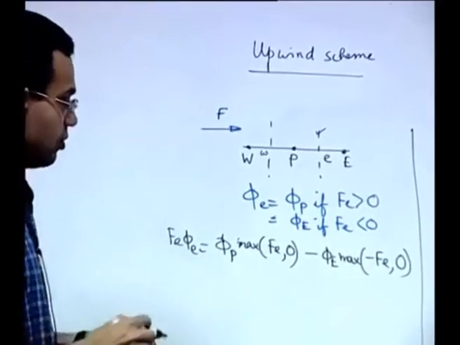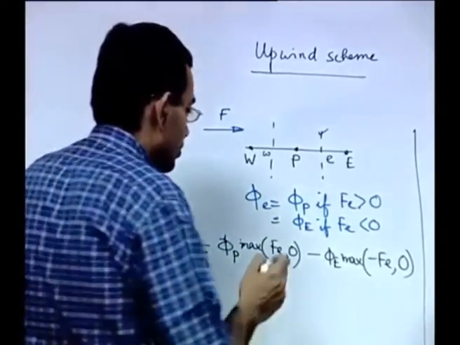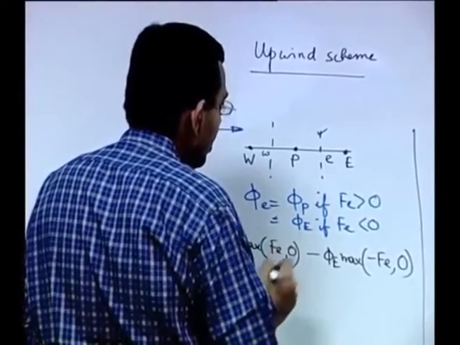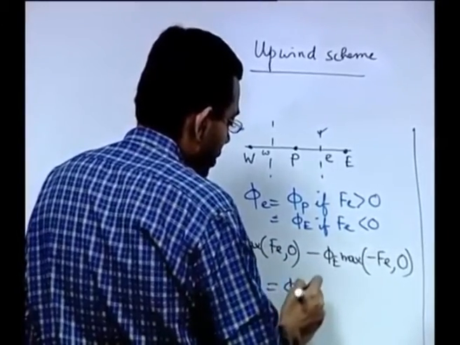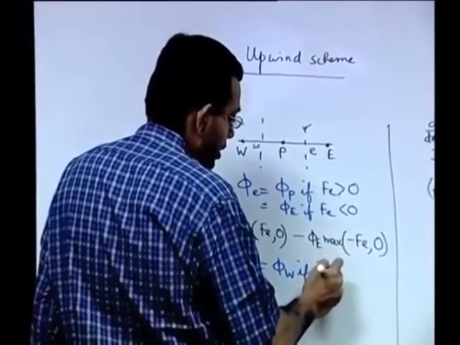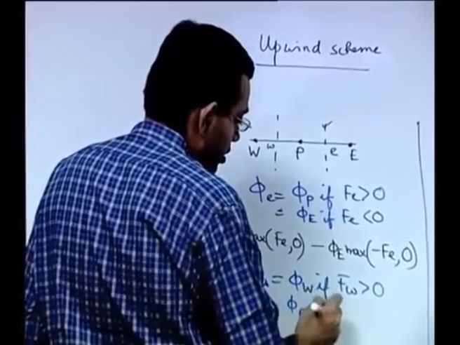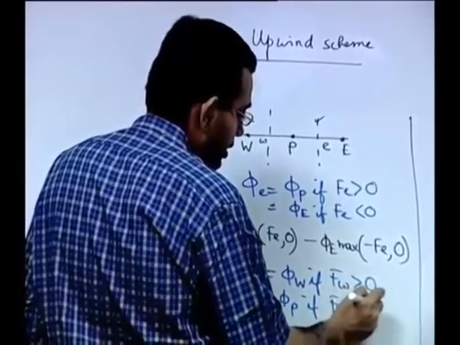Similarly, let us see what happens for phi w. Phi small w is equal to what? Phi capital W if F w greater than 0, and equal to phi P if F w less than 0.